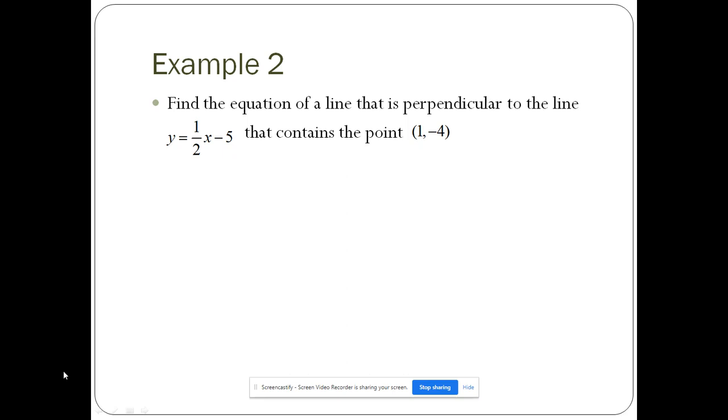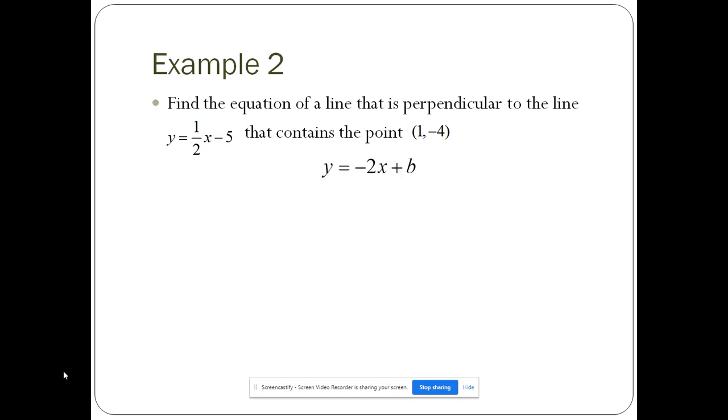Now, if we're trying to find a line that's perpendicular to this one, it must have a slope that is the opposite reciprocal. Now, we actually don't care what the y-intercept of the line given to us is. We only care about the slope. So the opposite reciprocal of 1/2 would be negative, and then flip the 1/2, and that would be 2. So negative 2 would be the slope of a line that's perpendicular to this one.